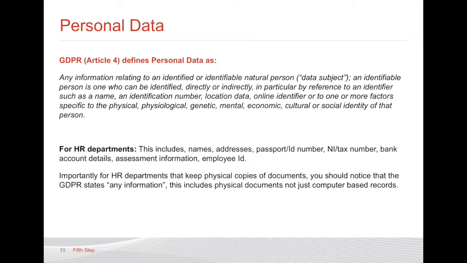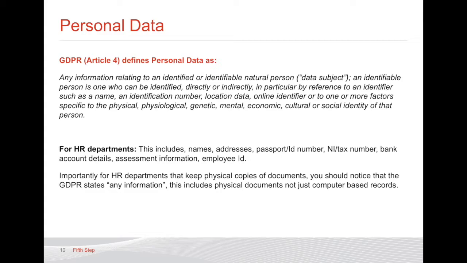So the key aspect here is that in the middle or the second line of the definition, it talks about the information can be used to identify a person either directly or indirectly. And that's why all these ID numbers are indirect ways of identifying an individual. Combined with another data source, you could identify an individual purely from their passport, or from their national insurance or social security number, or from their employee ID, for example. That's why all of those ID numbers are considered to be personal information.